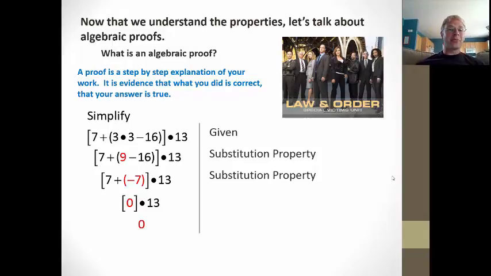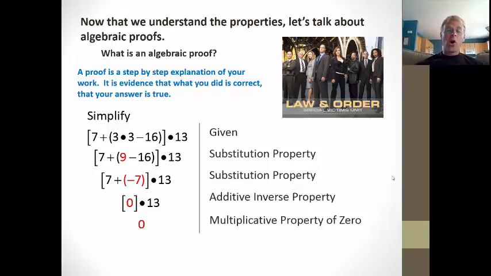So then we went from 7 plus negative 7 to 0. If you remember, this is our additive inverse property. Anytime we add opposites or inverses, we're going to end up with 0. And then our last step here, 0 times 13 is 0. Hopefully you remember that's our multiplicative property of 0. So we have just now given a proof for every step here. We've given evidence that supports the work we did, and if somebody objectively was looking at our work, they could have confidence that what we said is true because of the proof, the properties we gave.